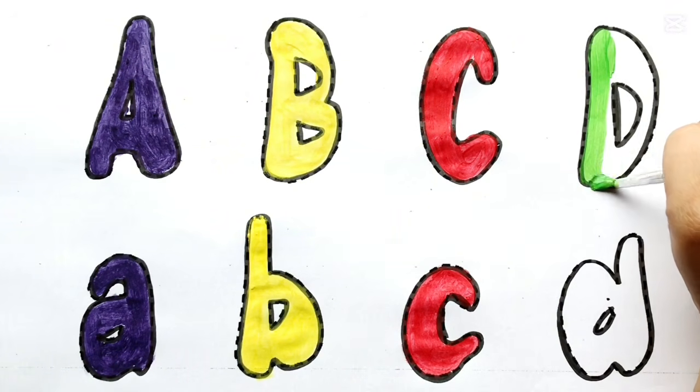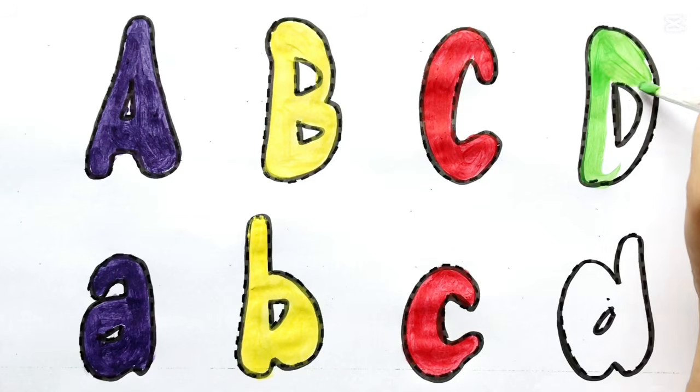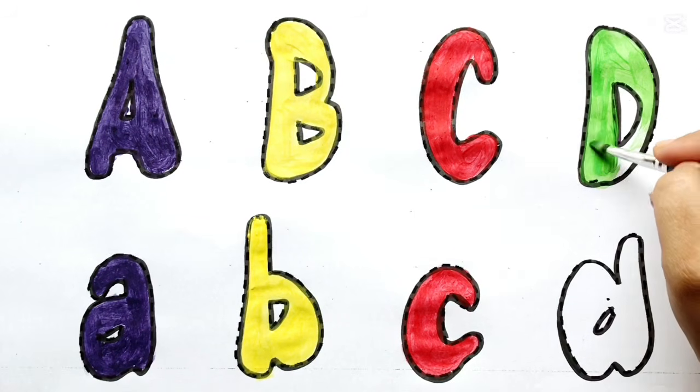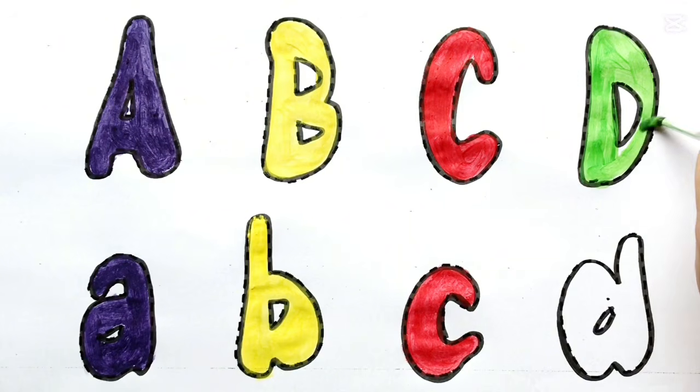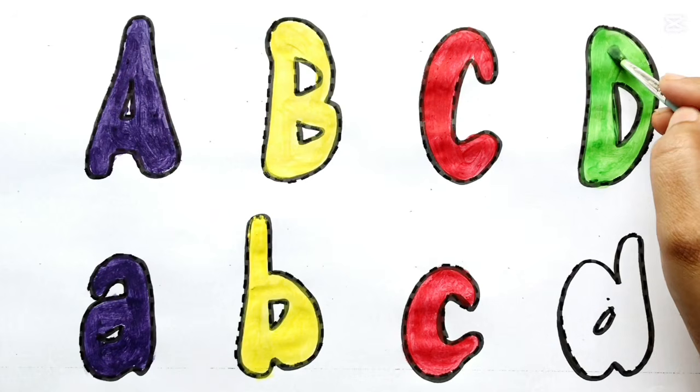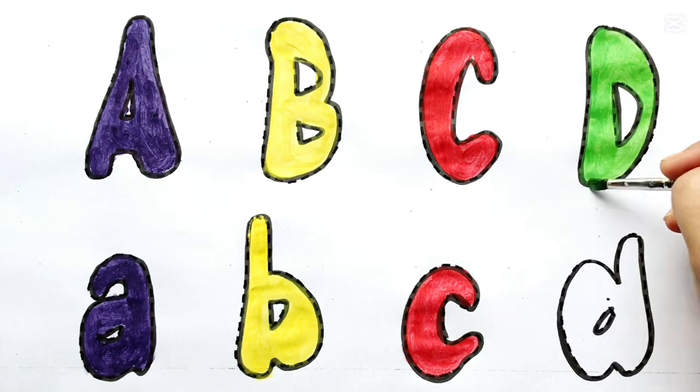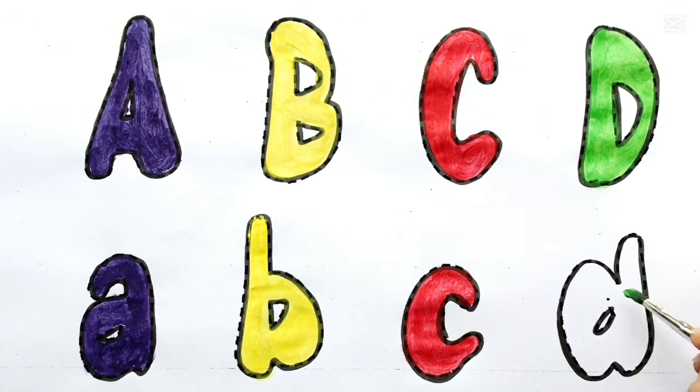Light green color. D for drink. Ambulance, airplane, arrow. Alligator. Ant. Amazing. Small letter D. D for donut.